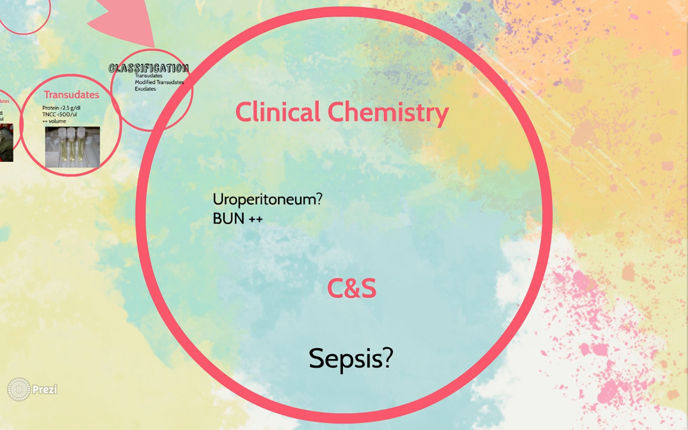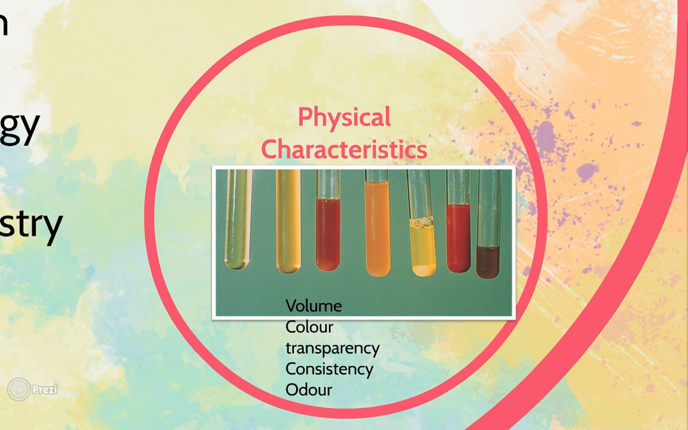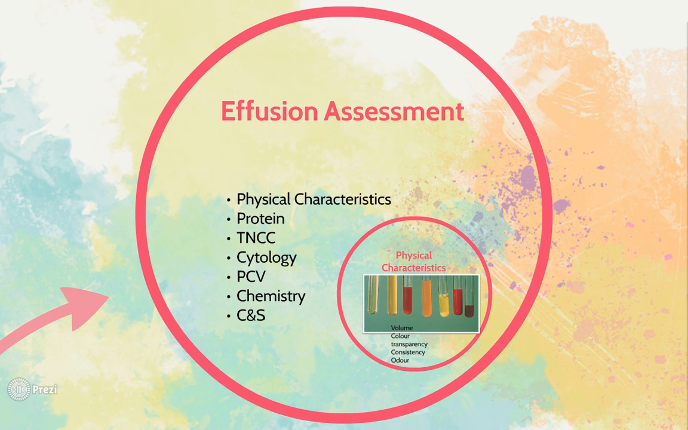We're also, let me just go back a bit. So going back to this slide here, those are the physical characteristics. And then we also look at the protein level of our sample, total nucleated cell count, and then of course cytology, PCV, etc.